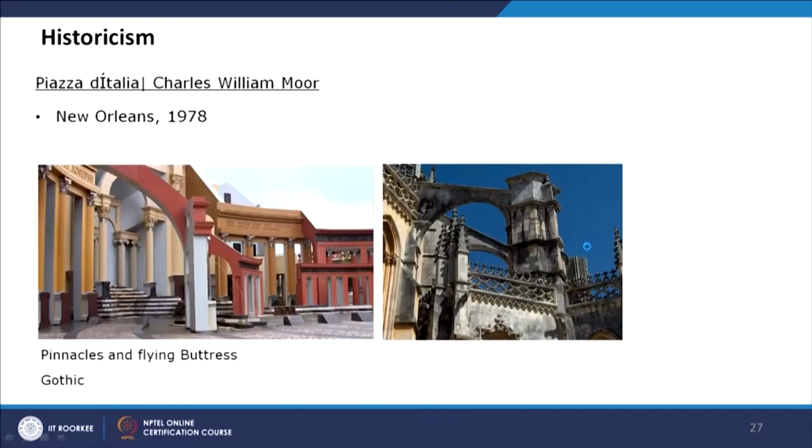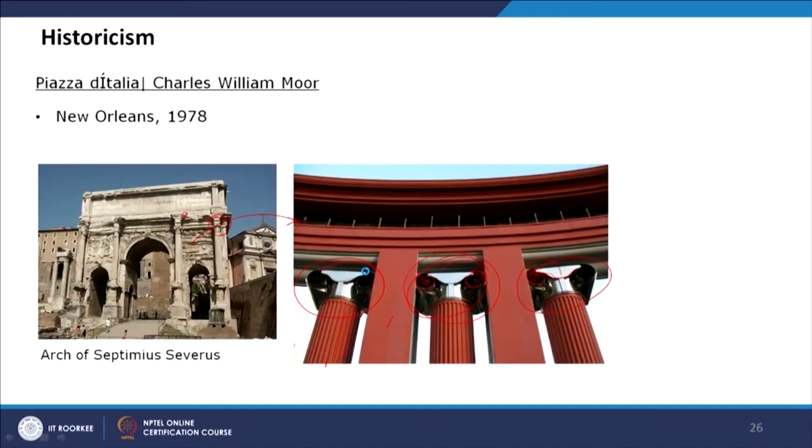Now another thing is the flying buttresses of the Gothic pinnacle, and flying buttresses, which are also there in the Roman style, changed into the contemporary style and also added in the plaza.